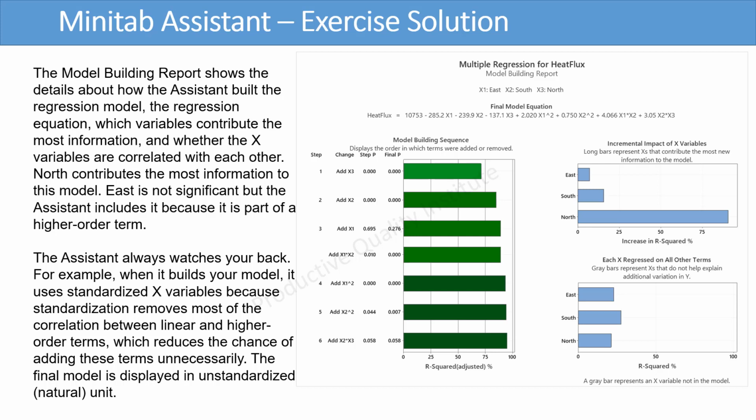For example, when it builds your model, it uses standardized X variables because standardization removes most of the correlation between linear and higher order terms, which reduces the chance of adding these terms unnecessarily. The final model is displayed in unstandardized, natural units.